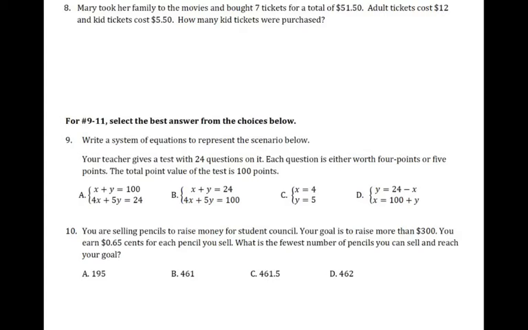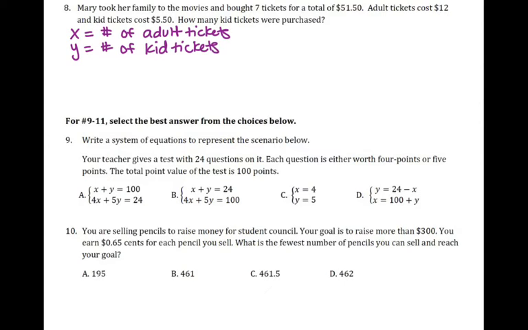So first thing I'm going to do is start by identifying my variables. I'm going to let X equal the number of adult tickets, and Y will be the number of kid tickets.